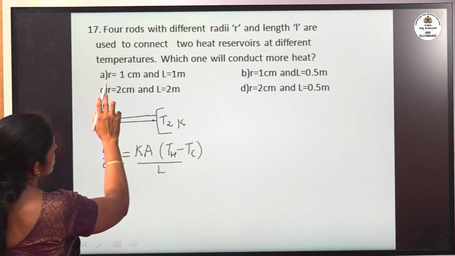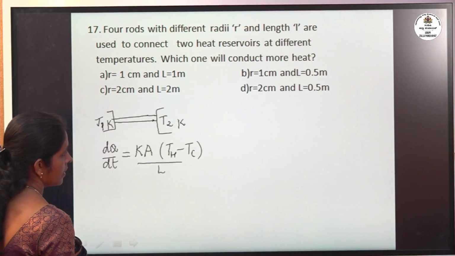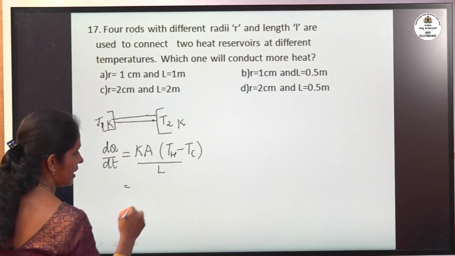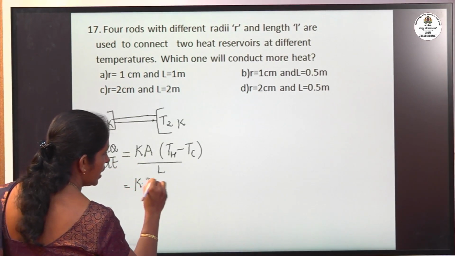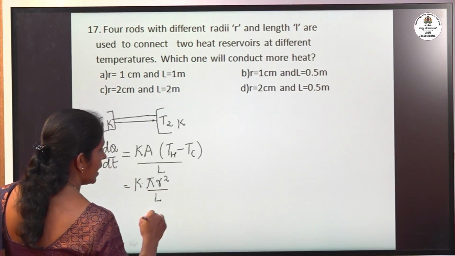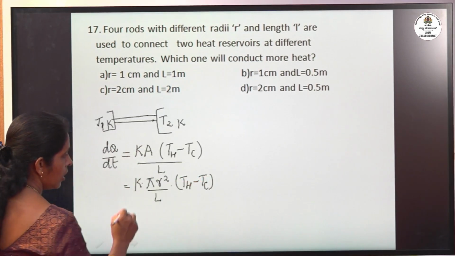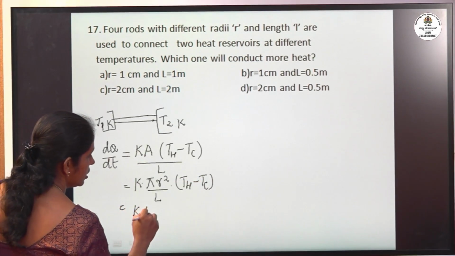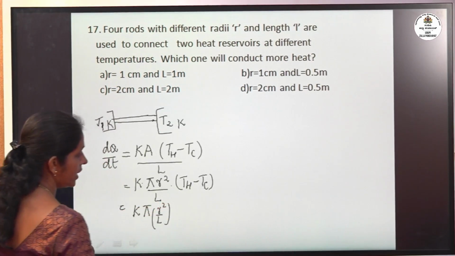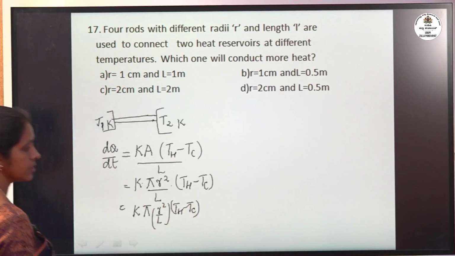Here, the radius of the cross section is given, length L is also given, area is not given. Radius is given, which means we can calculate the area. The equation becomes A equal to pi r square, the area of the circular cross section, divided by L, into the temperature difference between the hot end and cold end. Here K is the thermal conductivity, pi is a constant, r square by L varies, and the temperatures of the hot end and cold end are kept at the same condition.